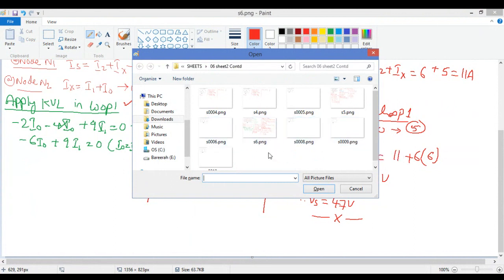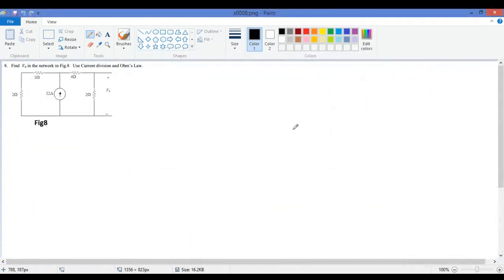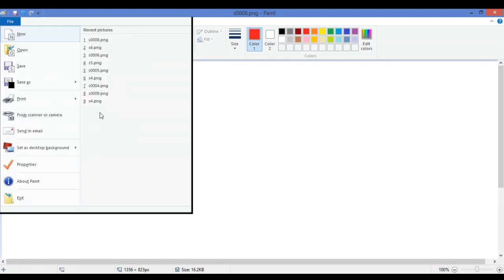Okay, 7, 8. See here he is asking us to find out V naught. We have to find this V naught using current division and Ohm's law. Already we finished this, so you can take this also as homework, because in the last session we covered current division and voltage division laws. These two problems, problem 4 and problem 8, are dependent on the same. So you can solve this problem as homework. So I'll go for next.